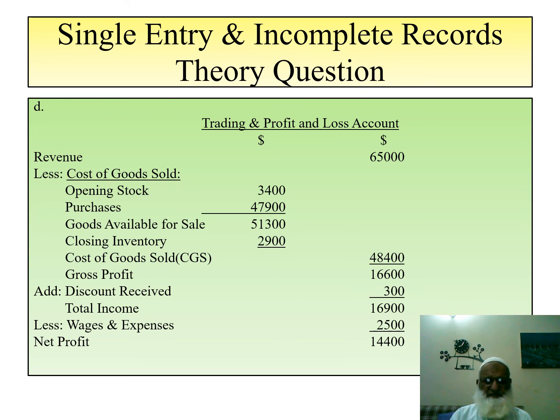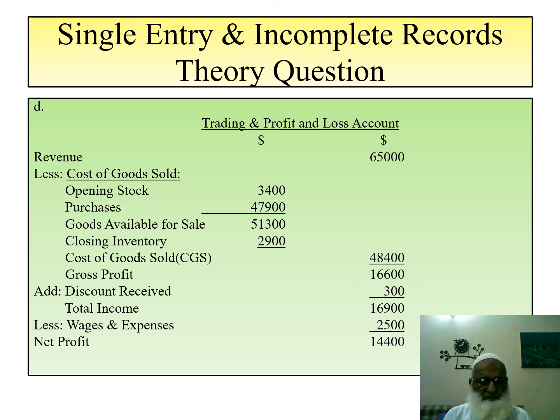Now this is the last slide, preparation of the trading and profit and loss account. We know that the revenue is $65,000. You can go and check the first slide. To calculate cost of goods sold: opening stock is 3,400, which is also given. The total purchase is also given, that is 47,900, and total cost of goods available for sale is 51,300.